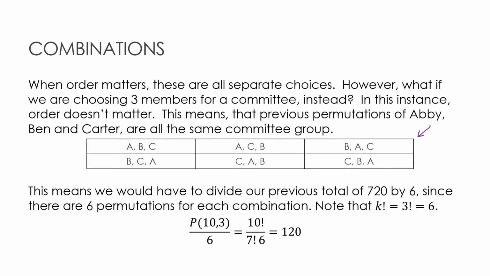So essentially what happens is I have to divide my permutation group that I had before, which was here, including the 10 factorial over 7 factorial, and I have to divide it by 6. So where did 6 come from? Well, notice that k factorial, k was 3, is 3 factorial. 3 times 2 times 1 is 6. That's where that little 6 came from.